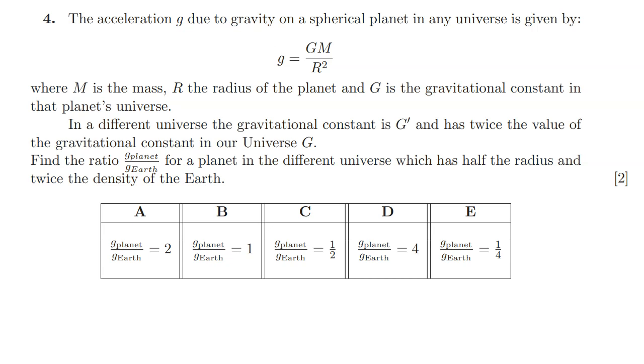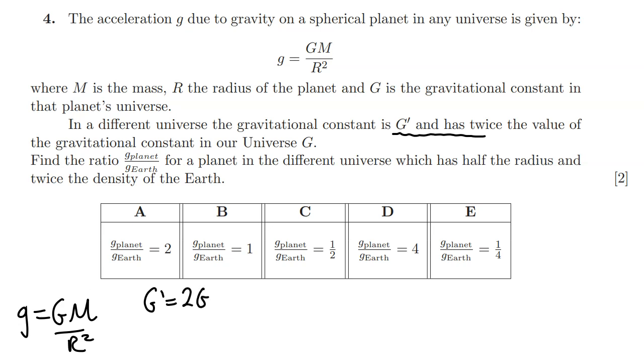So the way I like to start these questions is just by writing down exactly what we know. It's clear and obvious, because they've given you the equation at the top, that we're going to need that equation. This one, g equals GM over r squared. Let's see what else we are given in the question. We care about the universe having twice our value of G. So what does that mean? That means that G dash equals 2G.